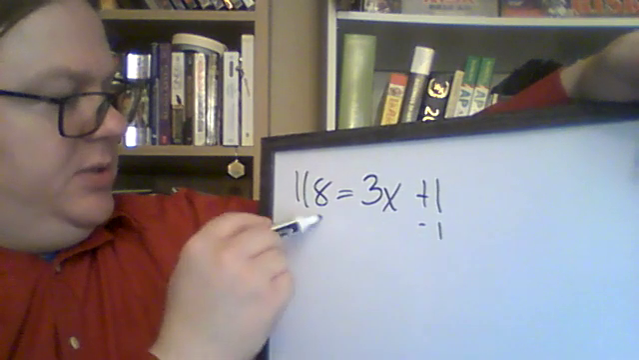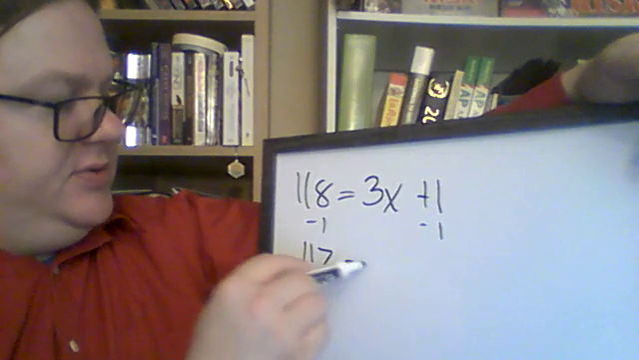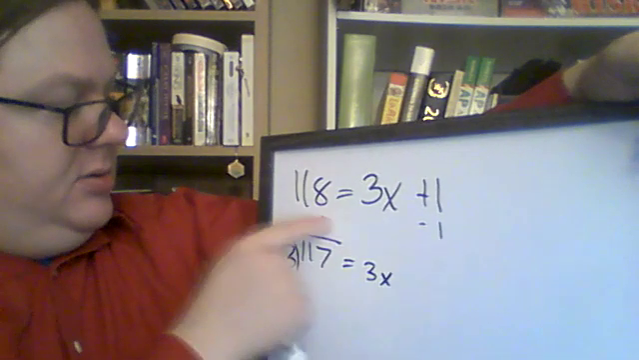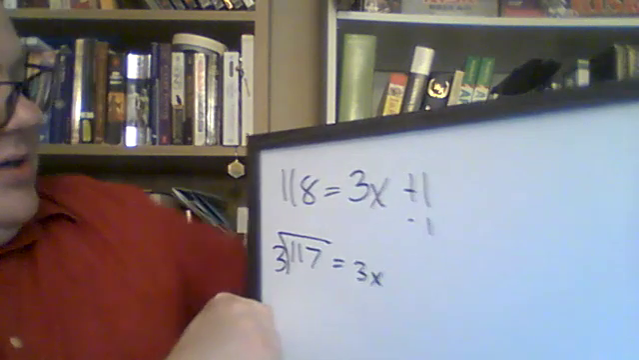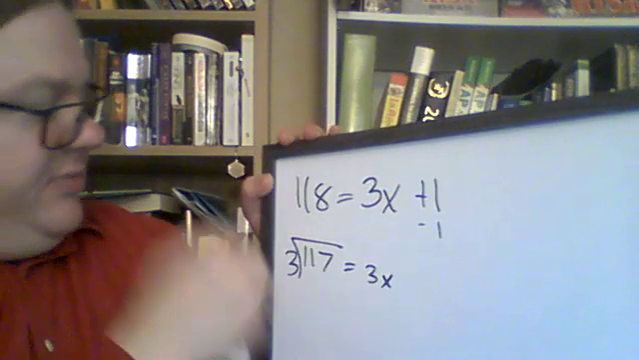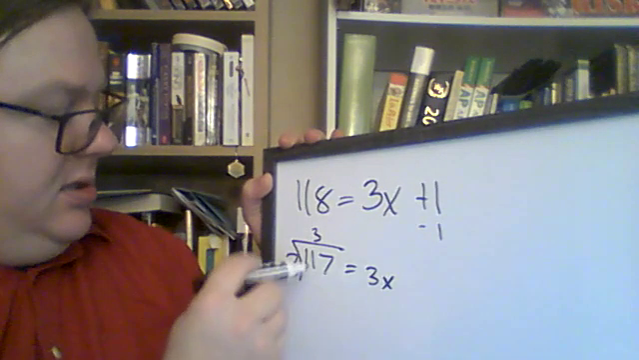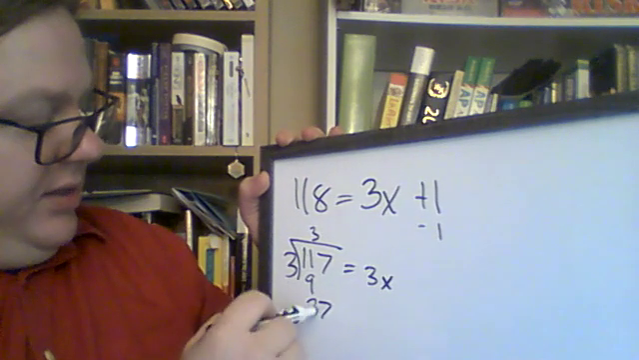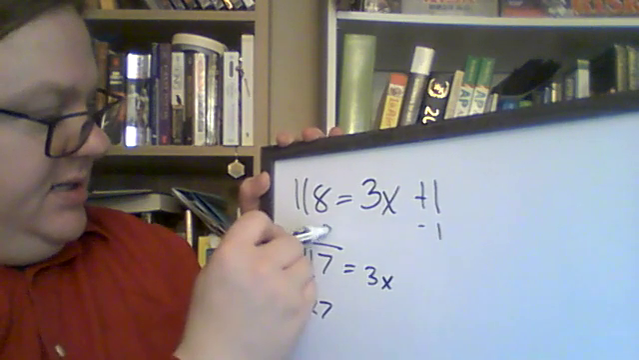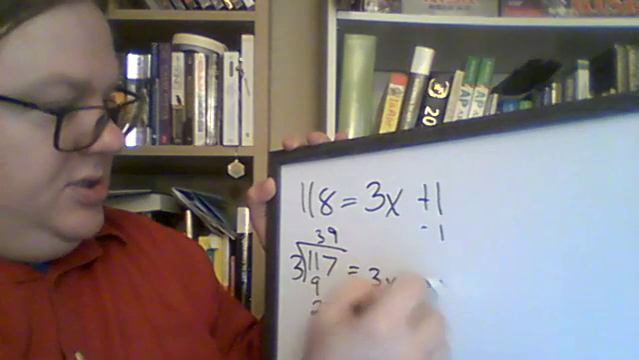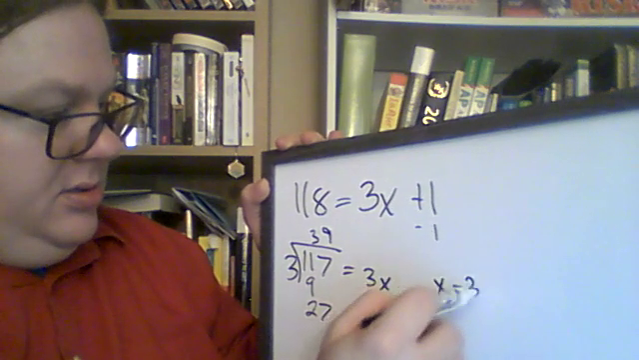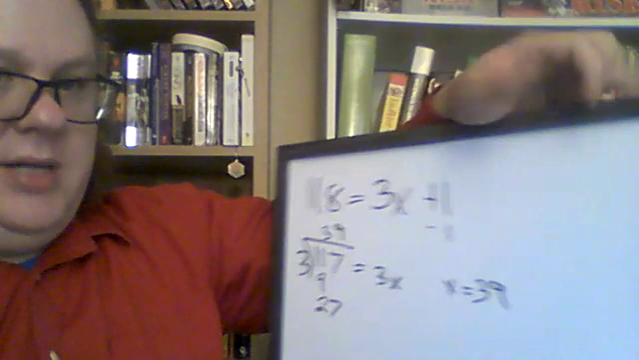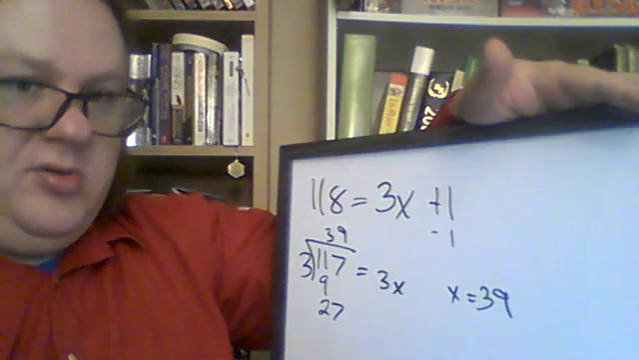Minus 1, minus 1, 117 equals 3x. 117 divided by 3. 3 goes into 11 3 times. It makes 9. 11 minus 9 is 2, 27. The 3 goes into 27 9 times. So x should equal 39. Remember, x was green marbles, so there should be 39 green marbles.